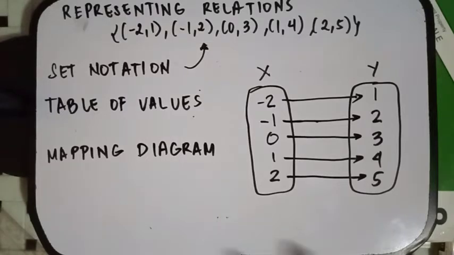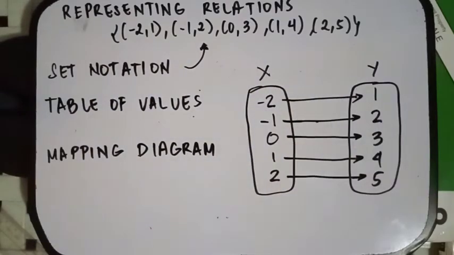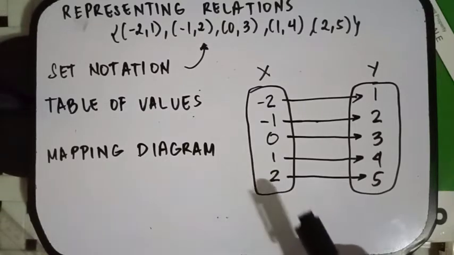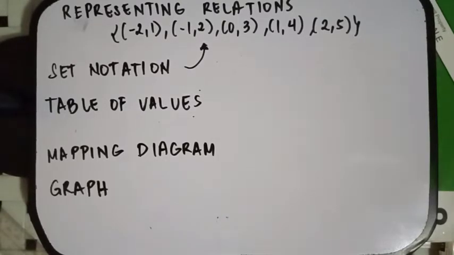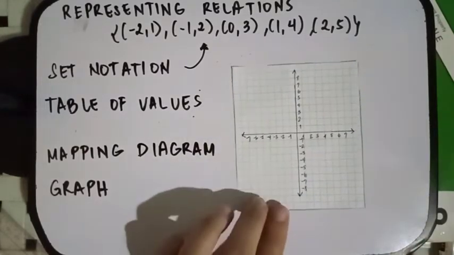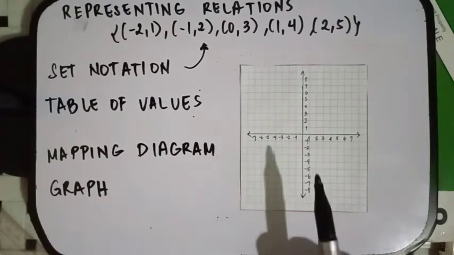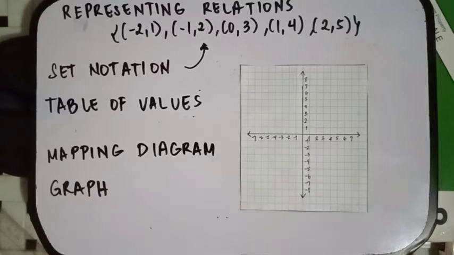Okay? And it represents the same relation as this one. So, dito natin malalaman kung anong klaseng relation ito. Mamaya, aalamin natin kung ano-anong klaseng mga relations. Okay? The next one is yung tinatawag na graph. So, sa graph, of course, meron tayong Cartesian plane. Okay? So, dito natin i-graph lahat ng ordered pairs ng relation.